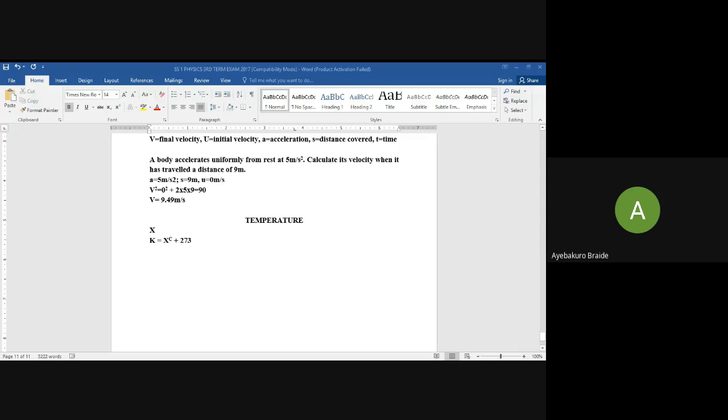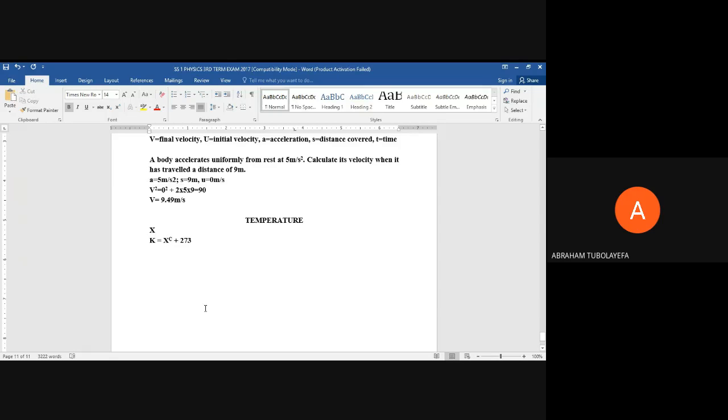0 degrees Celsius will be what? Minus 27 degrees. Is it minus or plus? Plus. Now if x is equal to 0, that means this place will be 0. So 0 plus 273 will give us what? 273. Okay, so that's this thing.